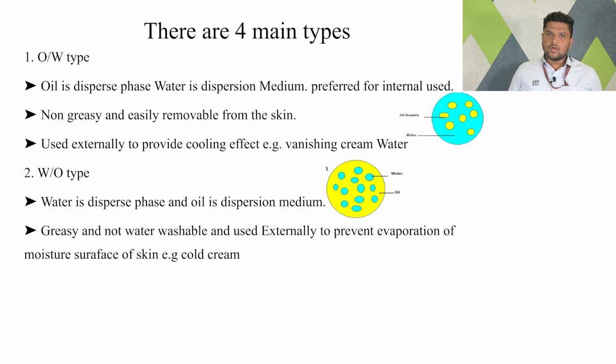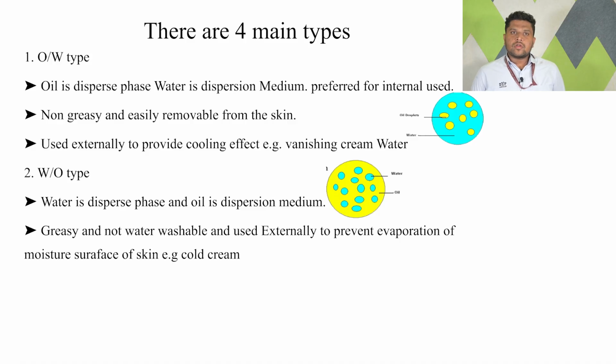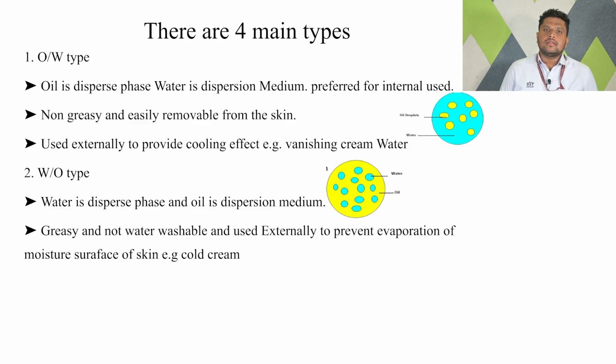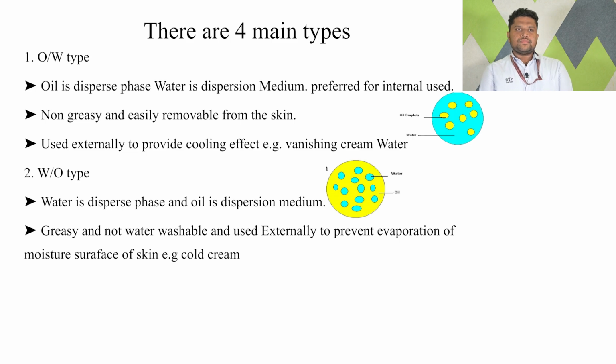This type of emulsion, the oil in water type, is preferred for internal use; it is non-greasy and easily removable from the skin, because there is a maximum amount of water present in the oil in water type of emulsion. Used externally, it provides a cooling effect. Example: vanishing cream.